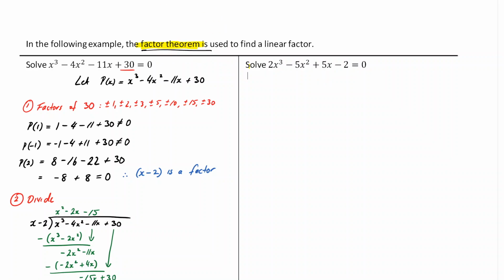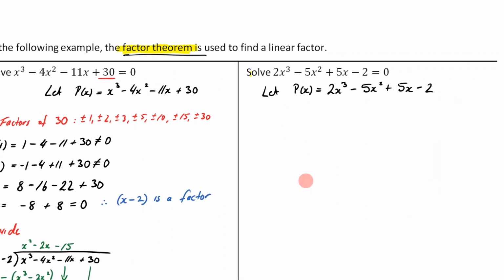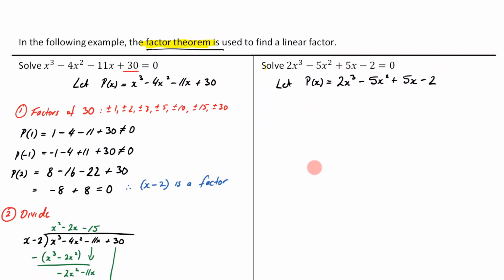So the first thing that we're going to do here is I'm just going to begin by letting p of x be equal to what we're told here. So let p of x be equal to 2x cubed minus 5x squared plus 5x minus 2. That's what we're going to begin by doing, just to make our lives a bit easier. The next thing that we're going to do is use our factor theorem, which means we're going to be considering factors of our constant, subbing them in until we get 0 out, and that means we have found a factor.